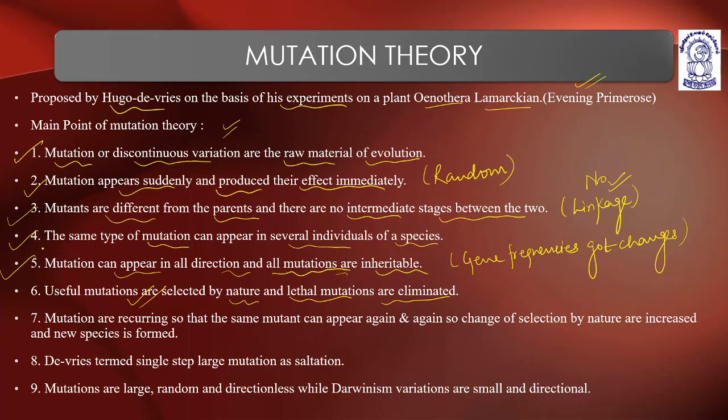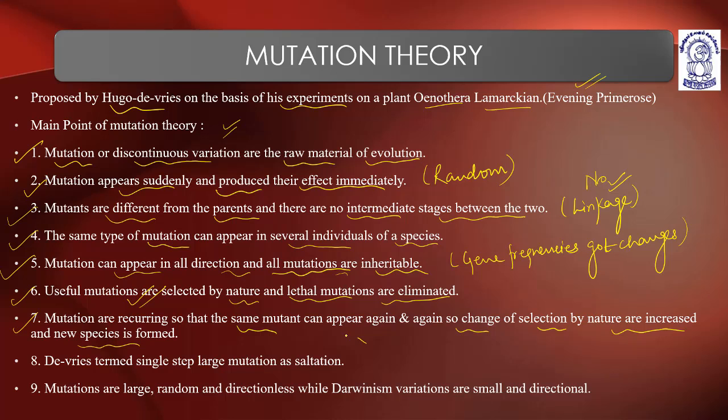Okay. Mutations are recurring, so the same mutant effect can appear again and again. So chances of selection by nature are increased and a new species is formed. Mutations are always recurring, it always happens again and again, so that it can lead to the formation of new species. Okay, De Vries termed single step large mutation as saltation.